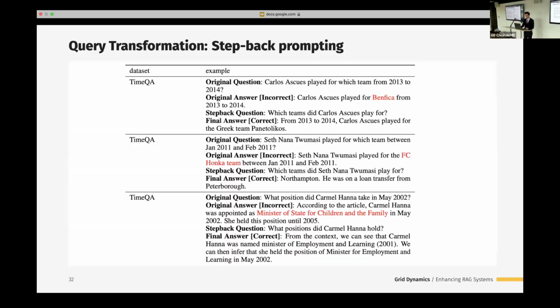And let's speak about some real examples. This time the dataset we use is from the original paper of this method. You can see, for example, in the first question, we ask about Carlos Askew, what teams he played for. You can see in the first example, RAG didn't answer correctly. It said Benfica, but if you go and ask for the whole history, where did Carlos Askew play, then it gives the right answer. Because the problem is retrieval. Once again, when you retrieve documents, something not correct can happen.